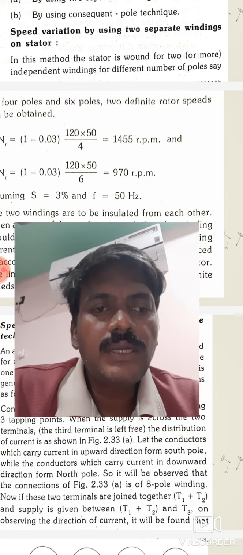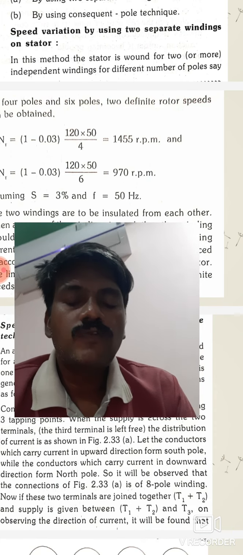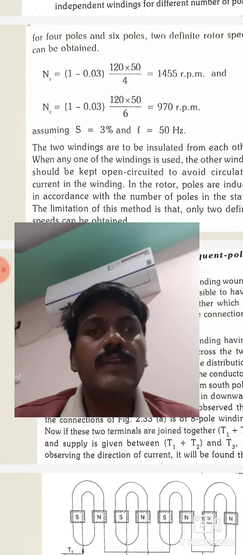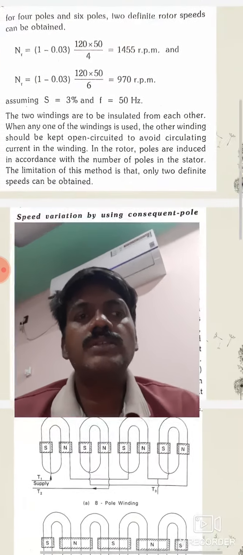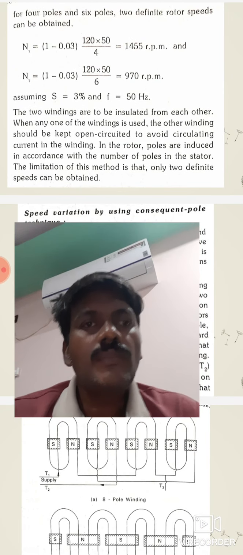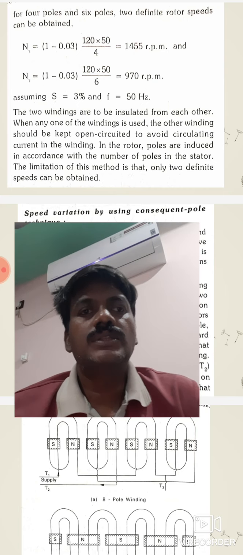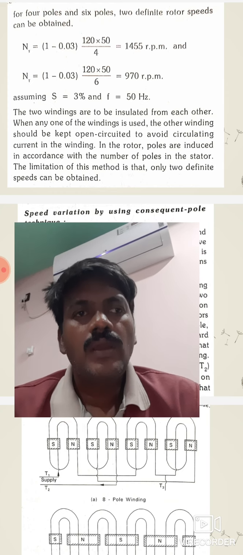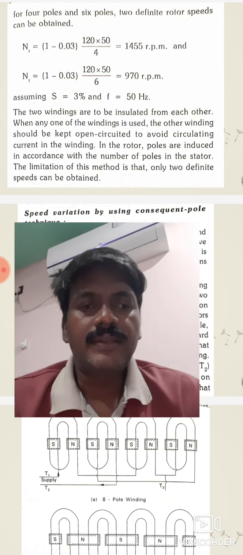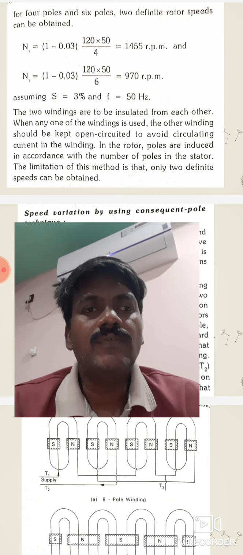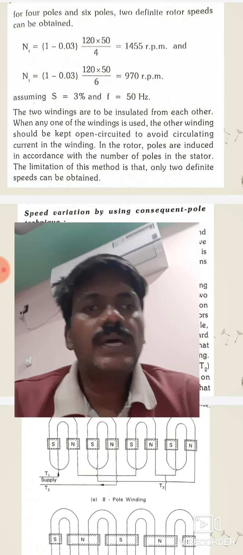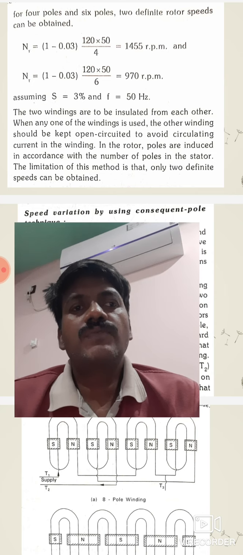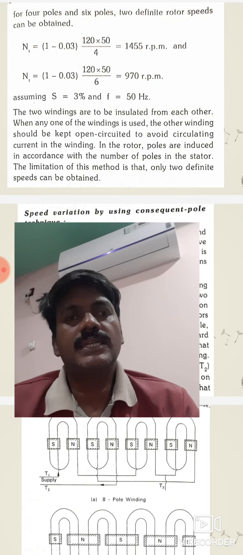So in the first method, the motor is designed with two separate windings, one winding for 4 poles, another winding for 6 poles. The two windings are to be insulated from each other. When any one of the windings is used, the other winding should be kept open circuited to avoid circulating current in the winding. In the rotor, poles are induced in accordance with the number of poles in the stator.